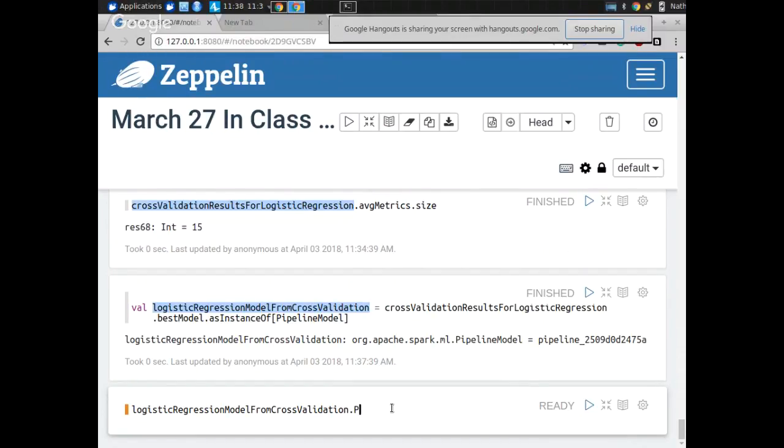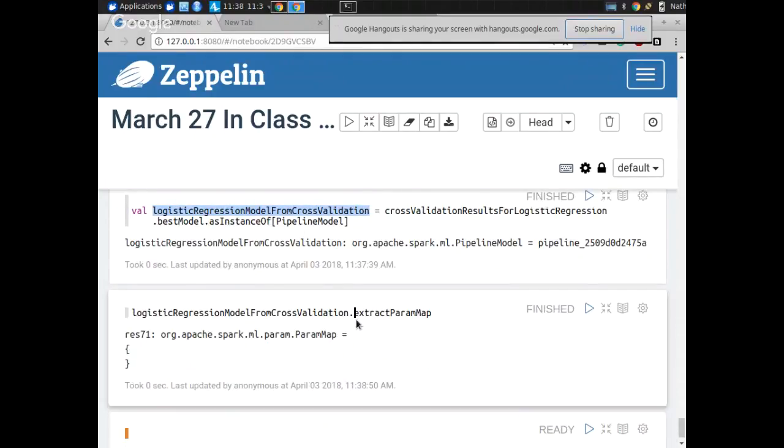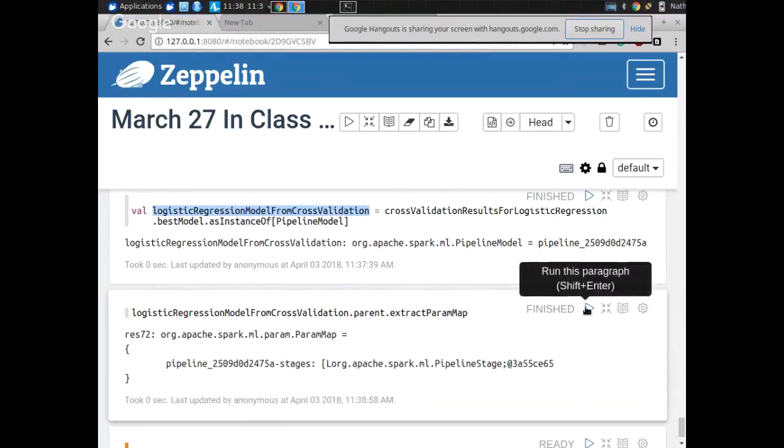But we could still say dot extract. Oh, sorry. Okay, so this is interesting. Let me just try extract param map. I think this will actually cause a problem if we just do it directly, but I could be wrong. Yeah, see, I can't find that directly, but I could say dot parent dot param map. Okay, and now it's actually got a param map associated with that.